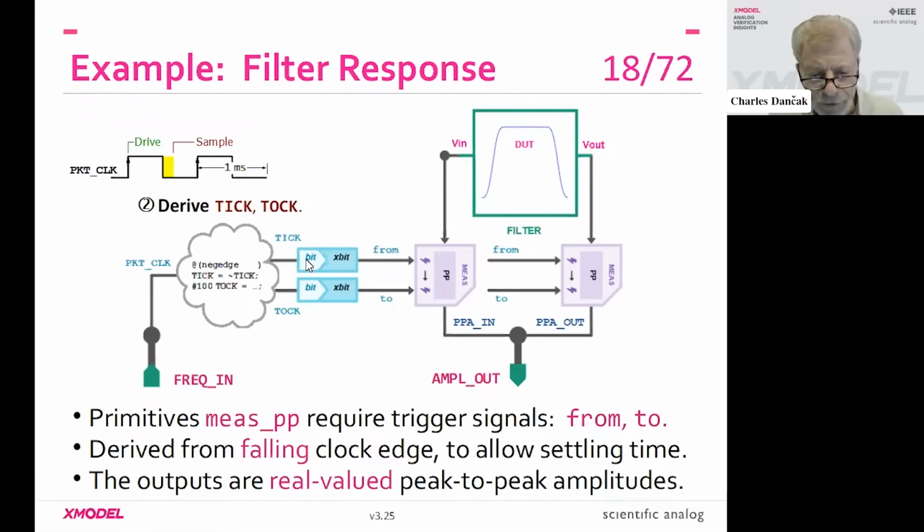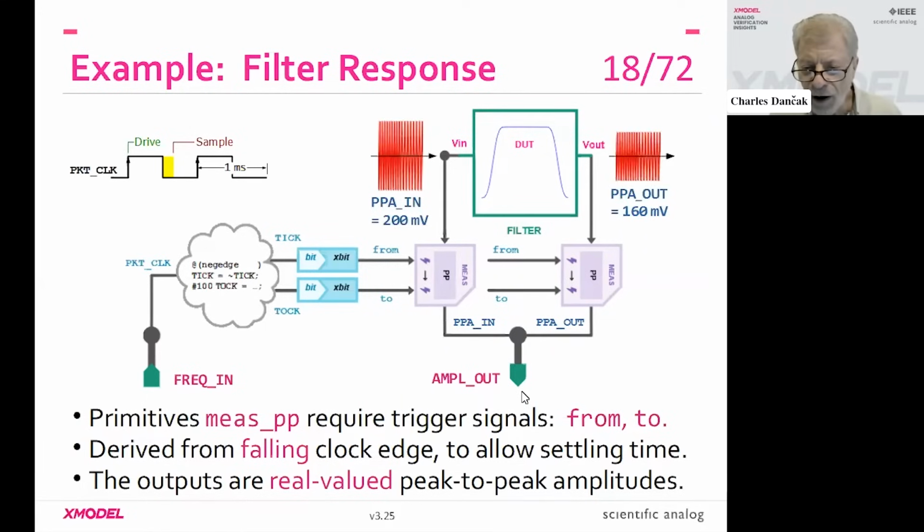These have to be converted from ordinary bit type to X-bit, which, again, is a struct. It contains the logic value 0, 1, X, or Z, as well as other information that allows accurate simulation of almost analog edge placement and pulse width. So we feed those to both measurement primitives, and they both output real values that are ready to use. And so here our actual gain is 160 millivolts over 200, or 0.8.